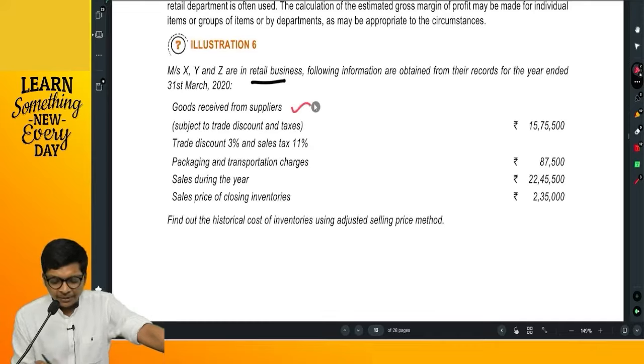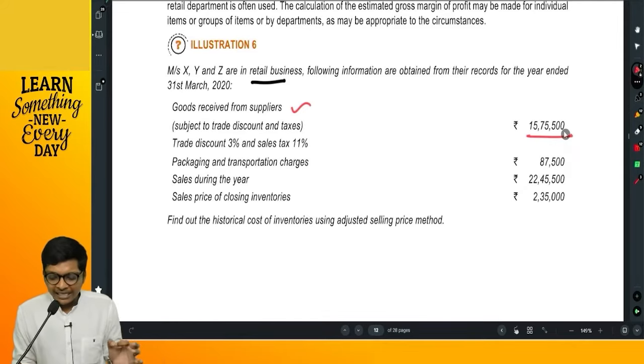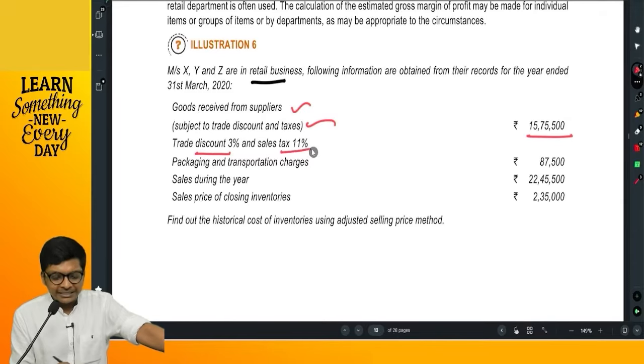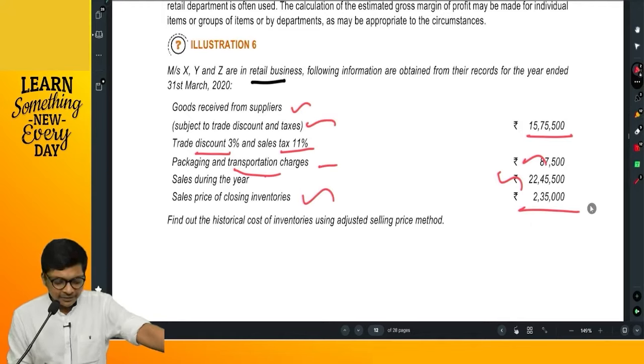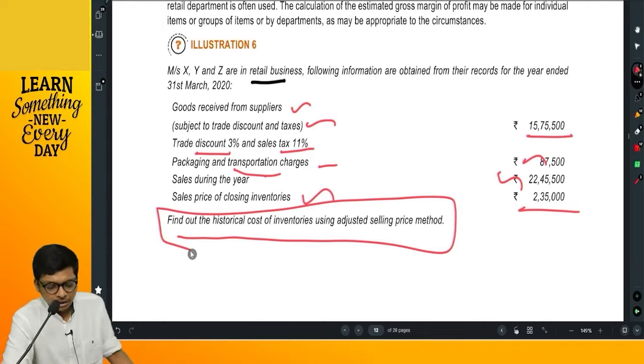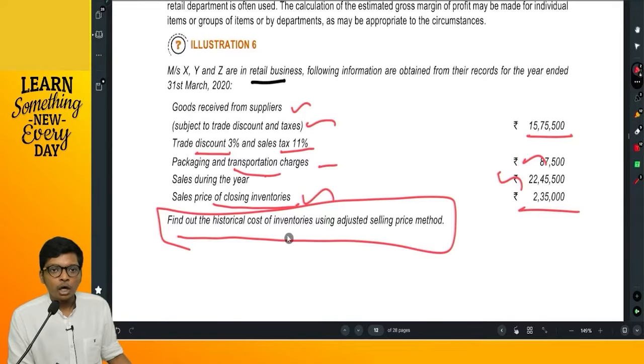Goods received from suppliers, how much? 15 lakh 75, subject to trade discount and taxes. Trade discount is 3%, sales tax 11%. Packing and transportation charges are given. Sales during the year is given. Sales price of closing inventory also is given. Find out the cost of inventories. Are you following, guys? That means he has given selling price of closing inventory. You have to find the cost.